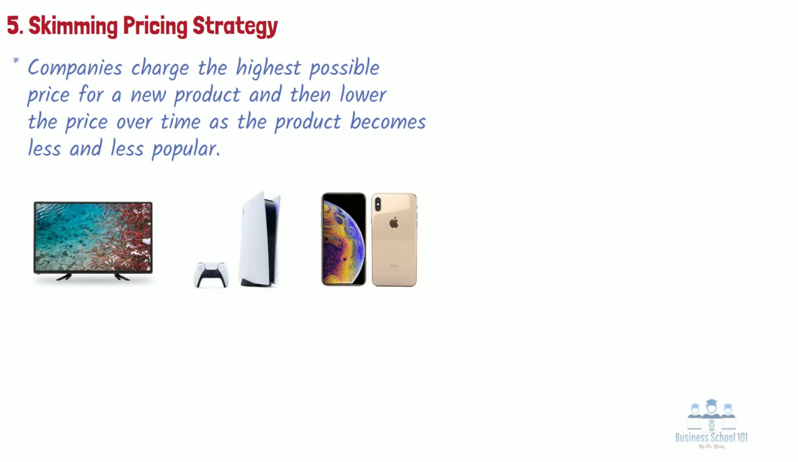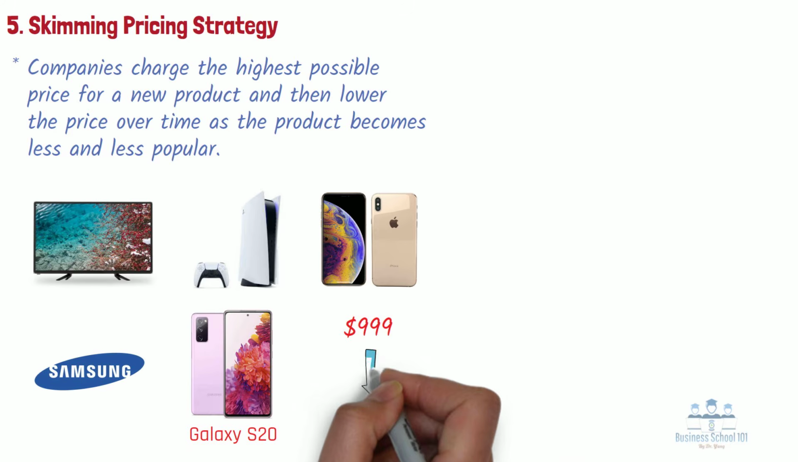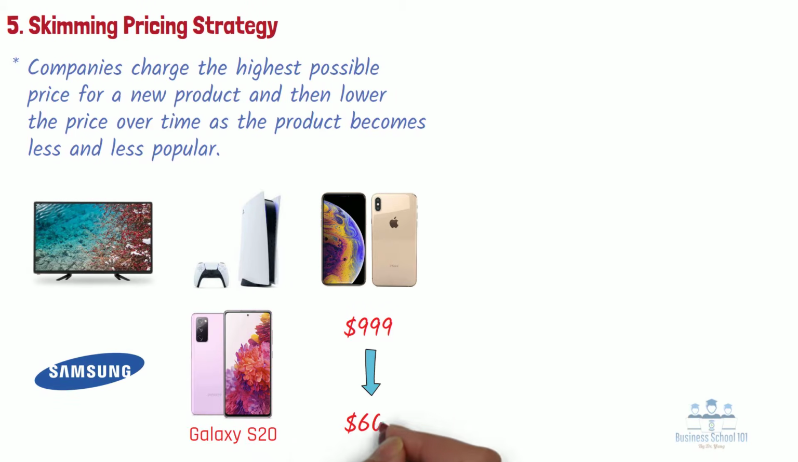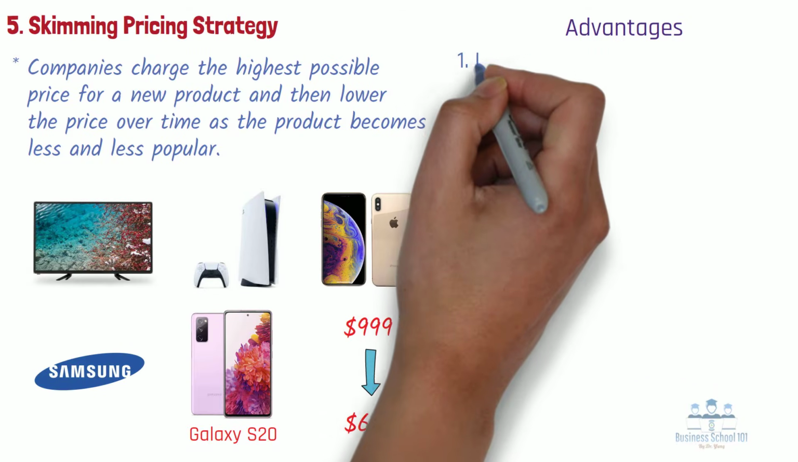For example, when Samsung first released its 2020 flagship smartphone Galaxy S20, the price was $999. However, 1 year later, after the release of the Galaxy S21, the price of the Galaxy S20 significantly dropped to around $600.